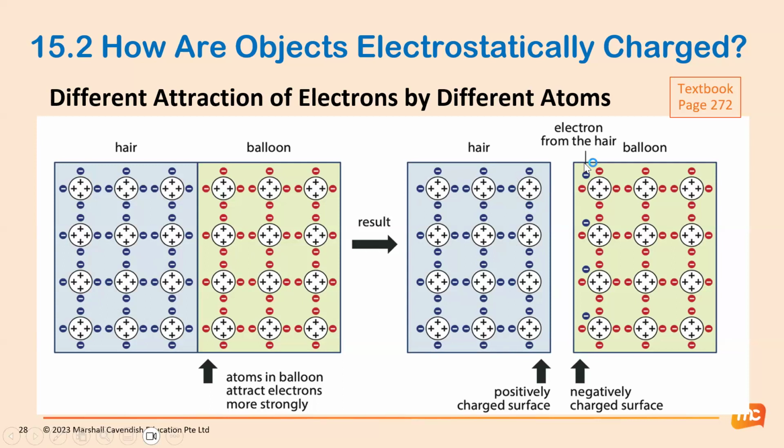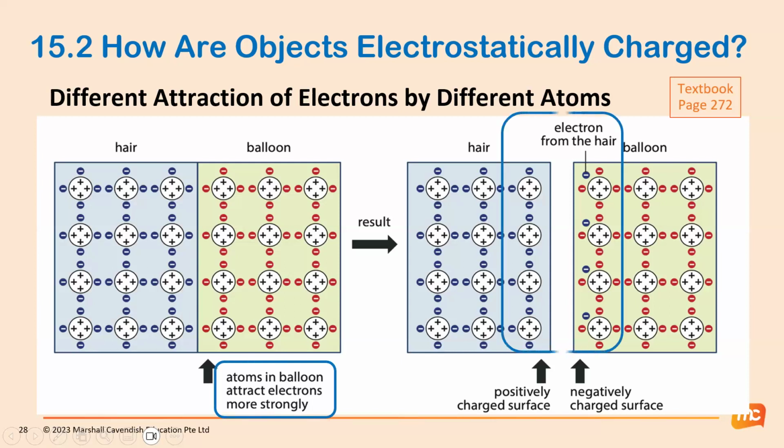My balloon side gains an electron from the hair, so the balloon side has an extra electron and becomes a negatively charged surface. Just take note that they are insulators, so the charges cannot move freely. Once they move, they can't move back unless I rub. As I rub, more and more electrons get transferred over because the balloon has a stronger attraction for electrons. So I have a positively charged surface here and a negatively charged surface here. Unlike charges attract, so these two surfaces will be attracted to each other.